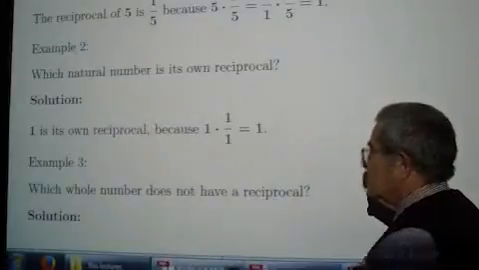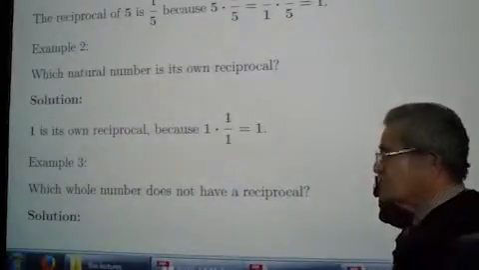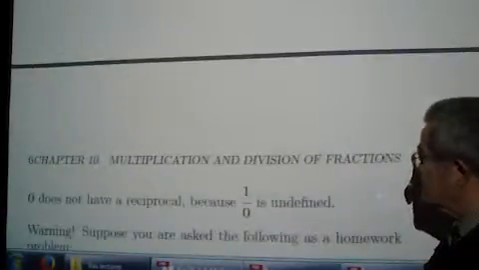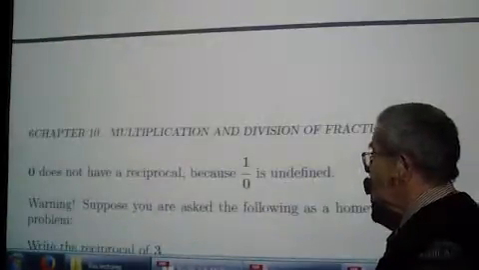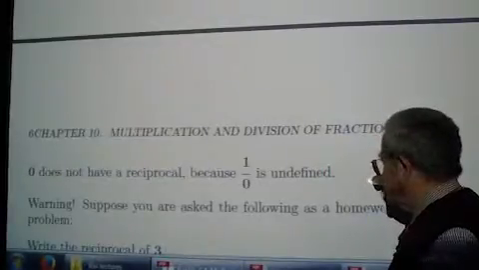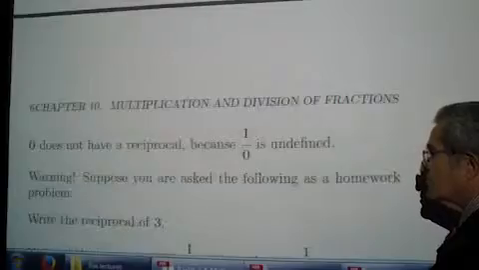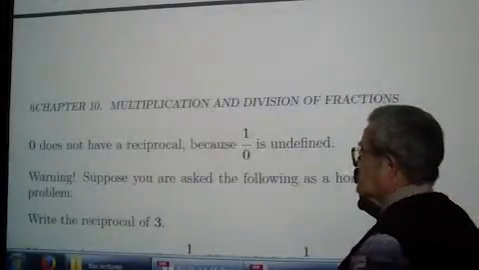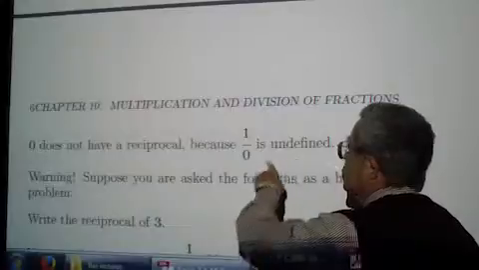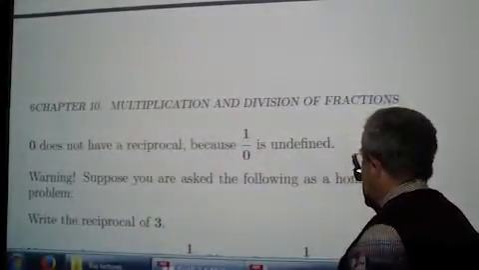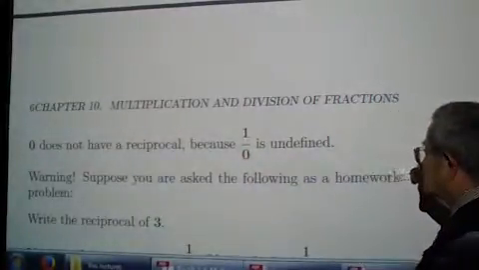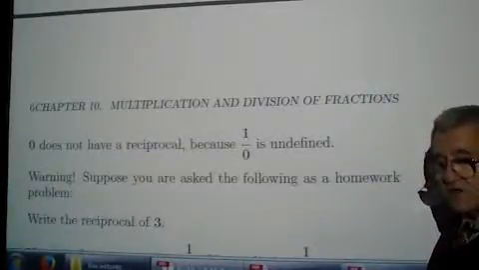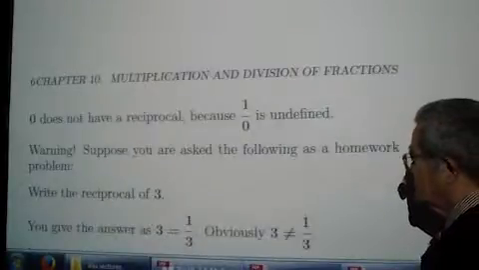Example 3, which whole number does not have a reciprocal? Well, we have a solution. It is 0. And be careful. Suppose you are asked as a homework problem, write the reciprocal of 3. Well, that's 1/3. What is my warning here? Oh, 1 over 0 is undefined. Okay? 1 over 0 is undefined. 0 over any number is 0, but 1 over 0, no, no, no, no.